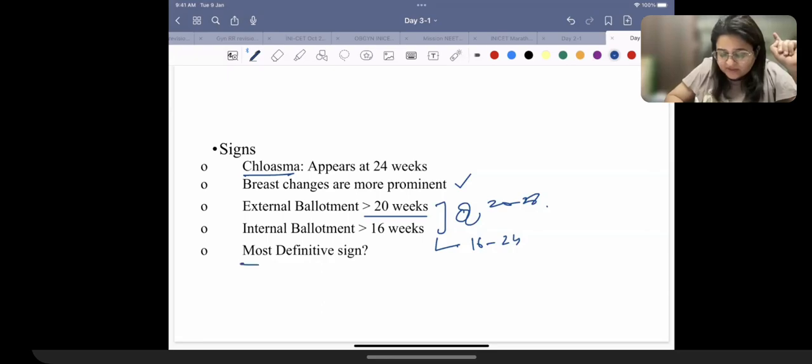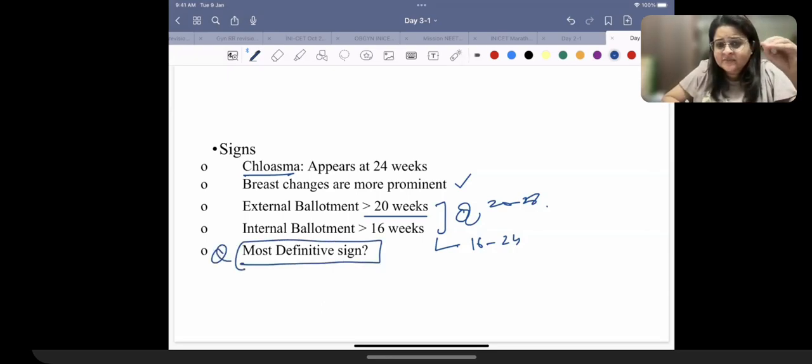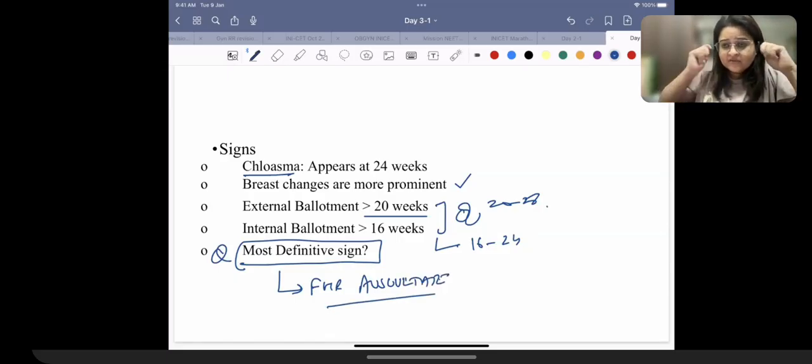What is the most definitive sign? This is a NEET PG question asked 7-8 years back. What is the most definitive sign of pregnancy? Very good. It is fetal heart rate. You're able to auscultate the fetal heart rate or fetal heart sounds. If you're able to hear the fetal heart, this is the most definitive sign.